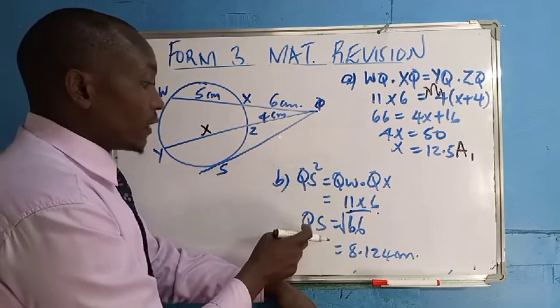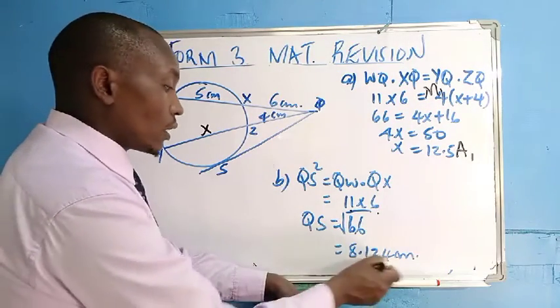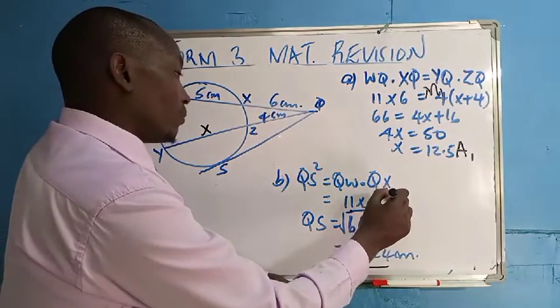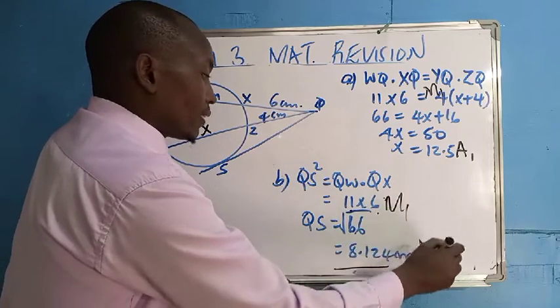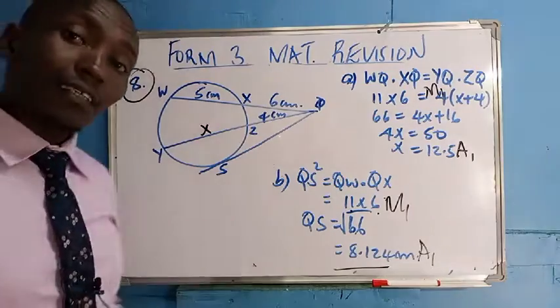Okay, if I want to find QS now, I find the square root. I work out the square root, and that is it. So by getting the answer, 2 marks. Question number 8, done.